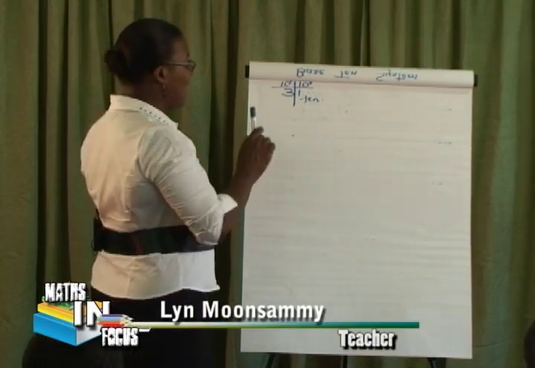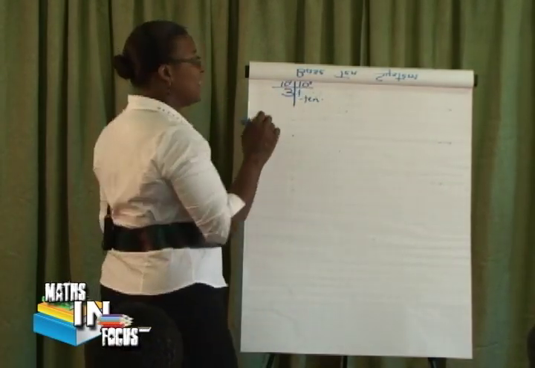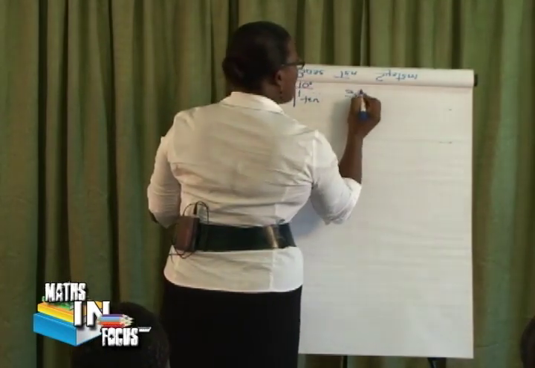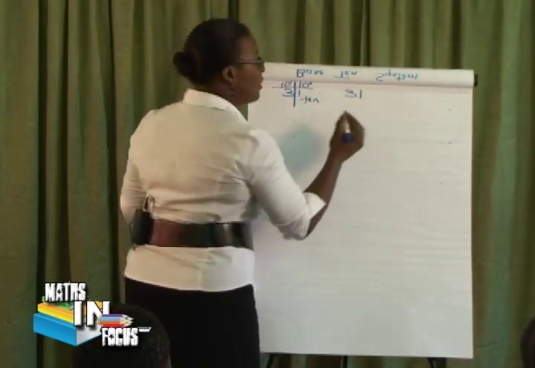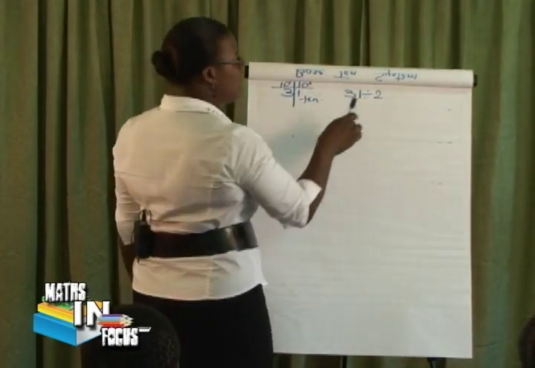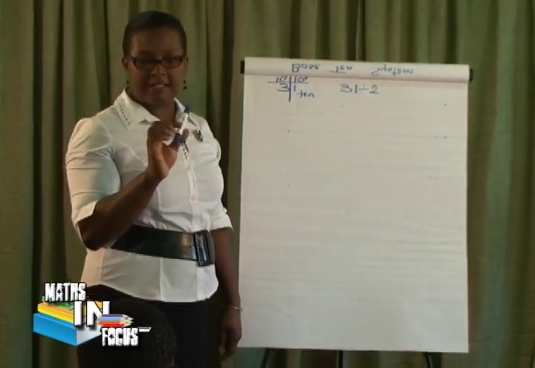We need to divide the 31 by 2 to convert to base 2. So let's try Videli's method. So we're going to take 31 and we're going to divide it by 2. When 31 is divided by 2, what is our answer, Quincy?